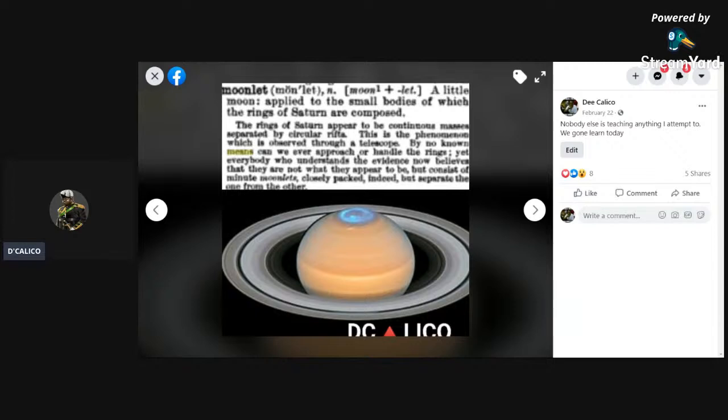So the moons are feminine. Saturn, as we know it, is masculine. So obviously, Saturn has many women or feminine principles of divinity surrounding him in the solar system. That's why Saturn is a god in every culture.